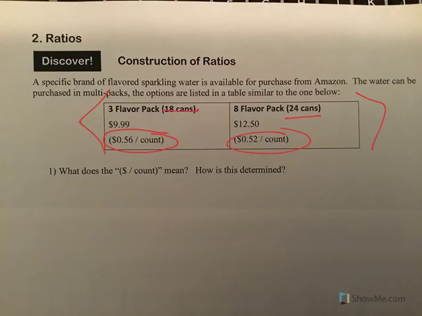Well, what does this mean? Well, in this case, we're talking about the number of cans. So we're talking the price, right, in terms of dollars per can of soda or whatever this happens to be. So this one is 56 cents per can and this one is 52 cents per can. How is it determined? It's determined by division. So if we take the overall price and divide by the number of cans, that gets us our price per can.